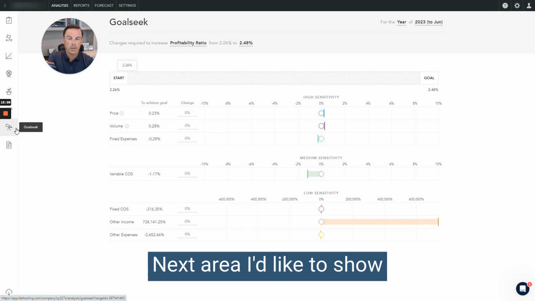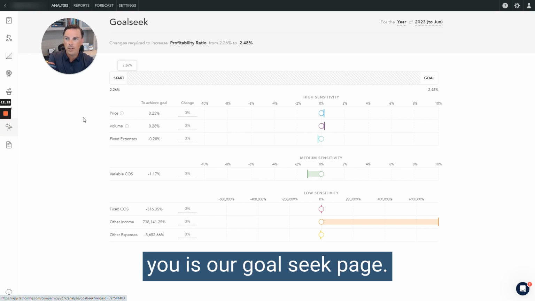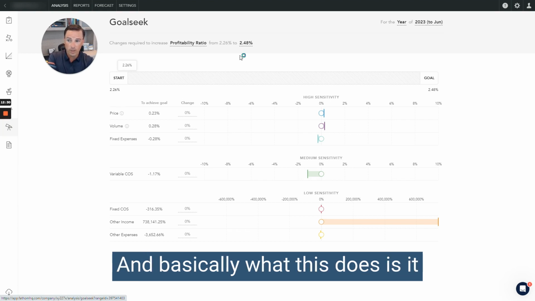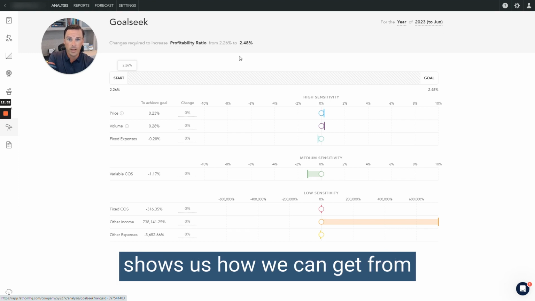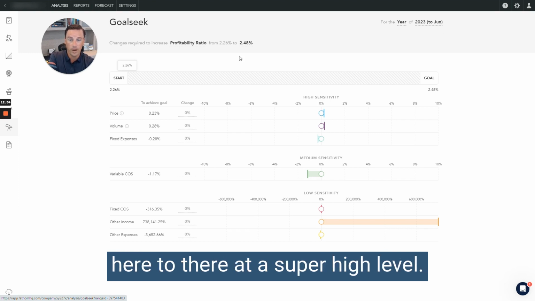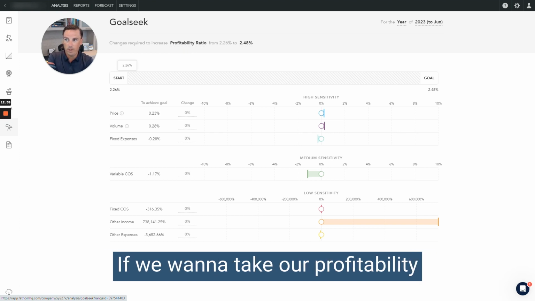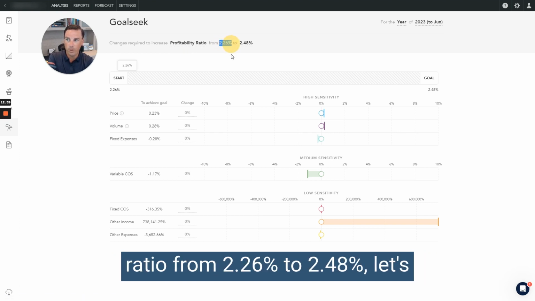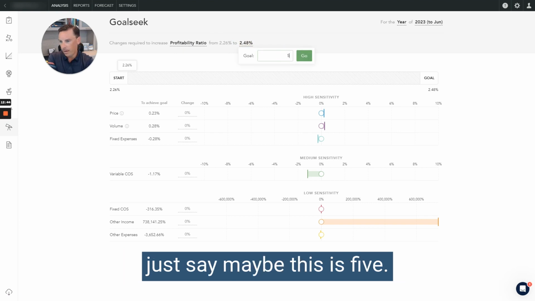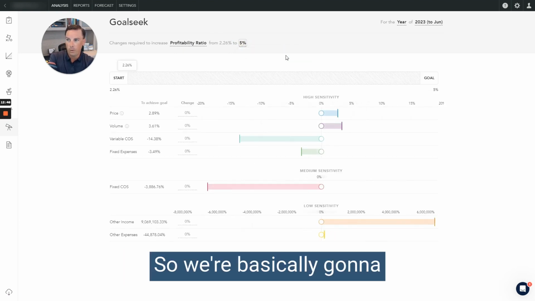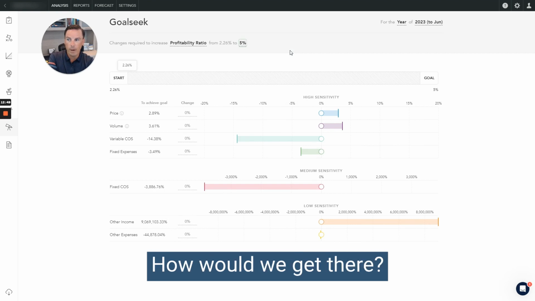The next area I'd like to show you is our Goal Seek page, and basically what this does is it shows us how we can get from here to there at a super high level. So in this particular case, what we're looking at is profitability ratio. If we want to take our profitability ratio from 2.26% to 2.48%, let's just say maybe this is 5. So we're basically going to double our profitability. How would we get there? What are the things that we need to do?